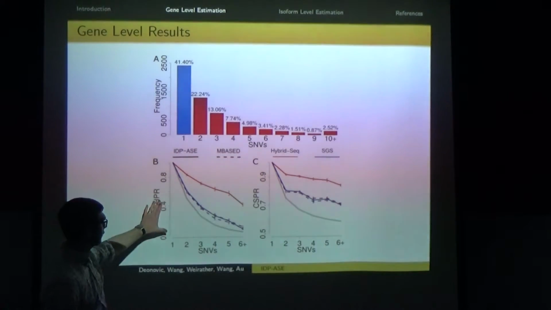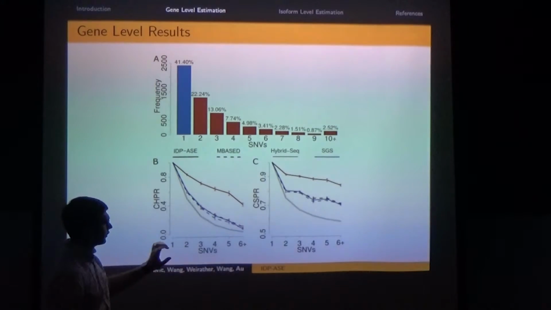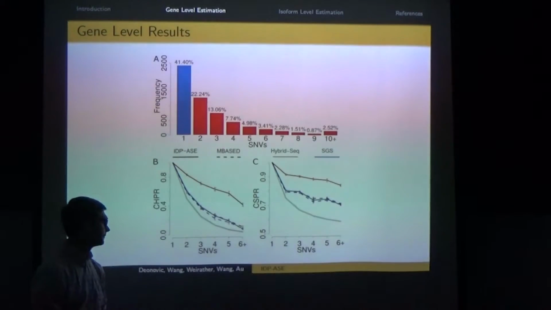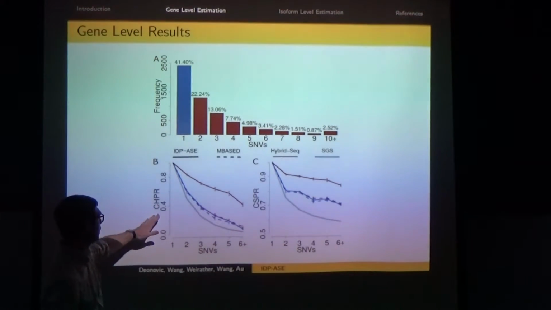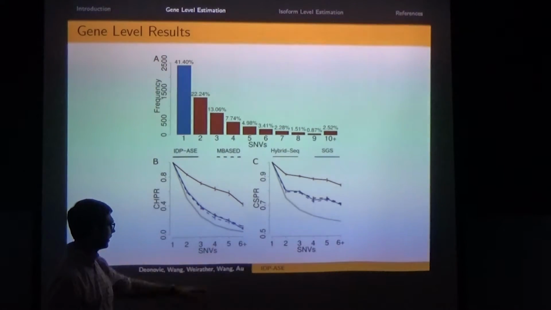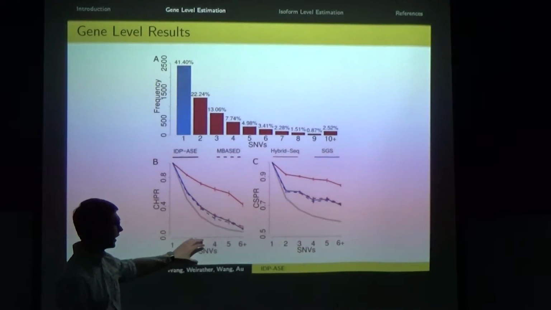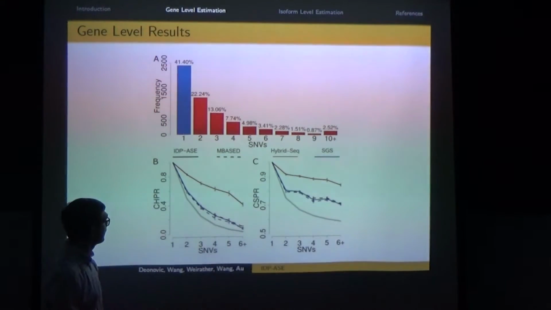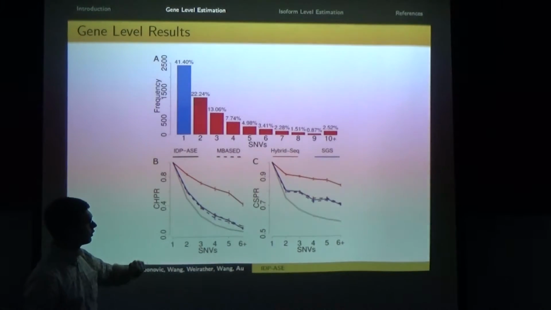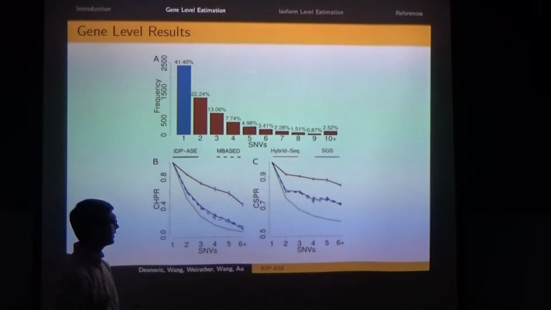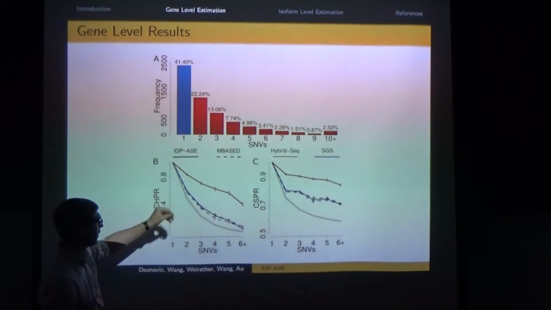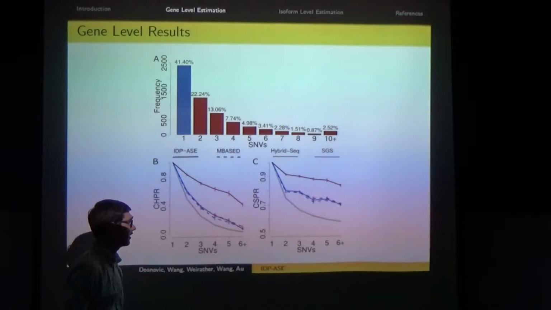Next, this plot shows the performance of our method on phasing the haplotype on GM12878. In this plot, we have the CHPR on the vertical axis. This plot, we have the CSPR on the vertical axis, with number of variants in a loci on the x-axis. The hybrid sequencing data is in red. Short read sequencing data is in the blue. IDP-ASE is in the solid lines, and M-based is in the dashed lines.